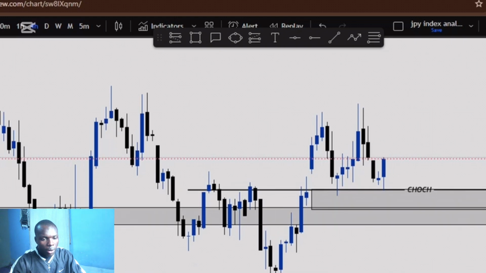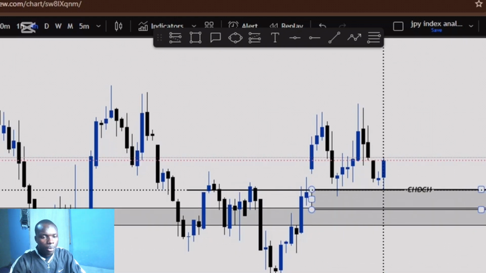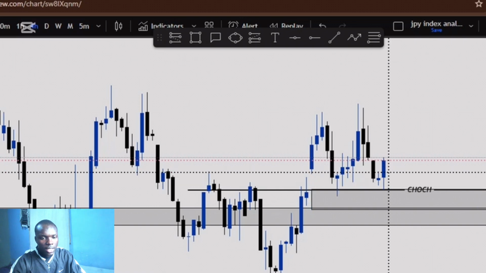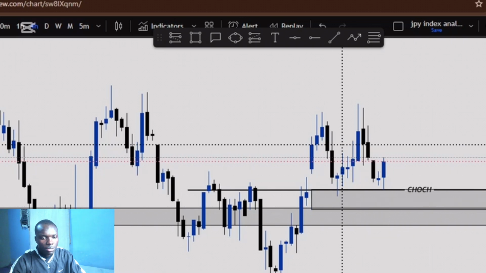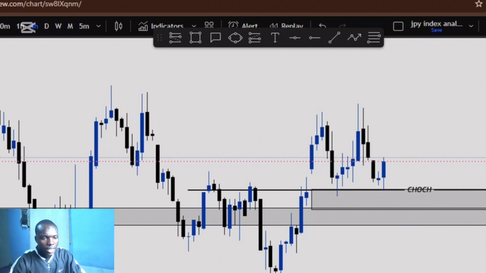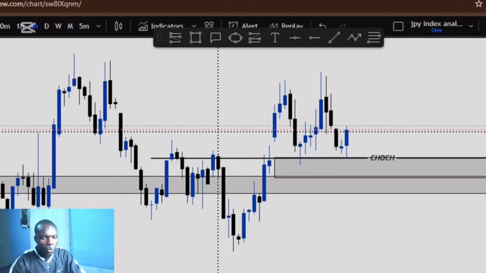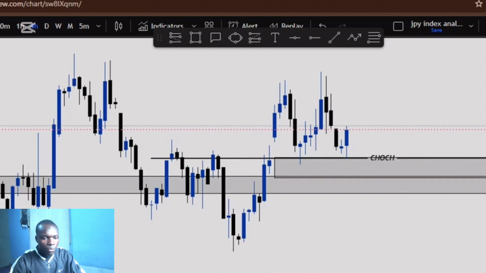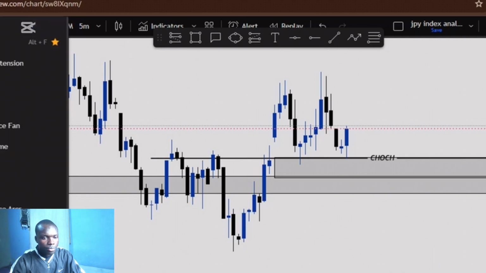We are looking for a buy opportunity here on the JPYX, on the Japanese yen index. We can see after the retracement back to this zone, there is a push right now. So in any case, we are looking for a buy from this particular zone.